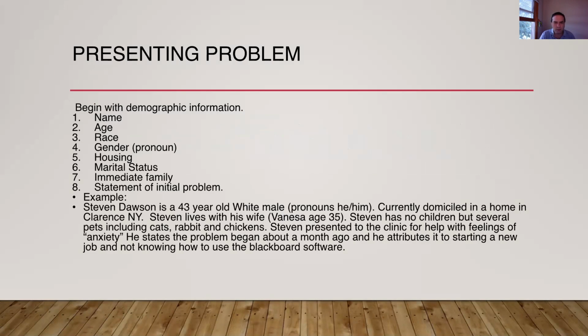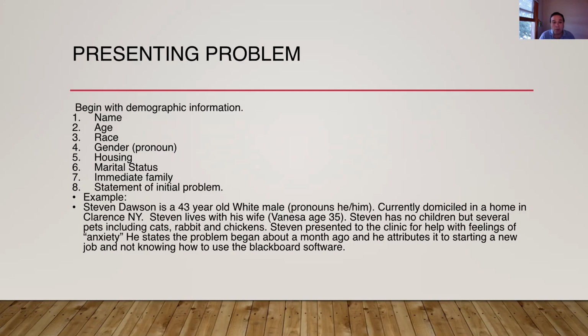The first section has the basic demographic information: name, age, race, gender. Make sure that you put in the person's pronouns so that anyone reading this can refer to them the way that they should be referred to. You want to identify housing, marital status, immediate family members, meaning those living in the home with them, and then their statement of what the initial problem is. It doesn't have to be long. You want to put it in a narrative fashion unless you're using an assessment. But as you'll notice, the assessment examples I showed you at the end ask you to take all of the information and put it into a narrative also.